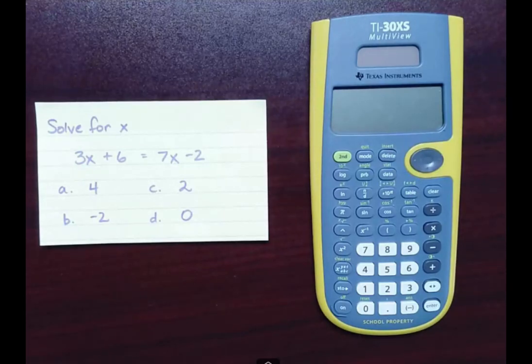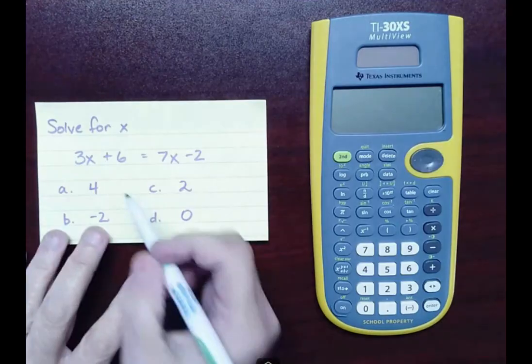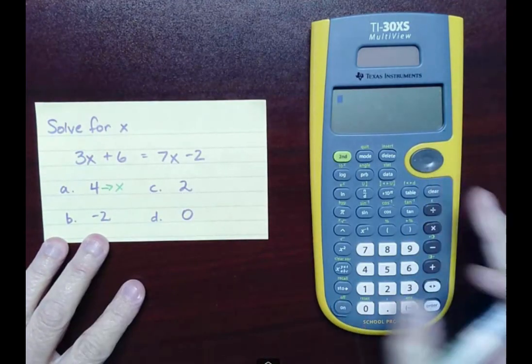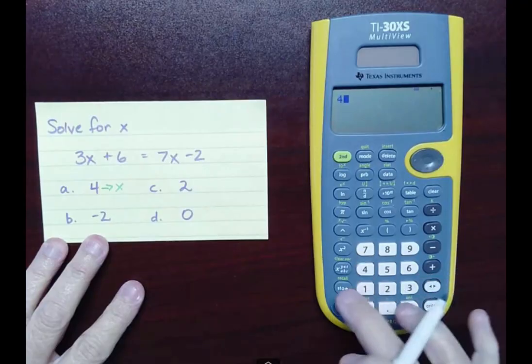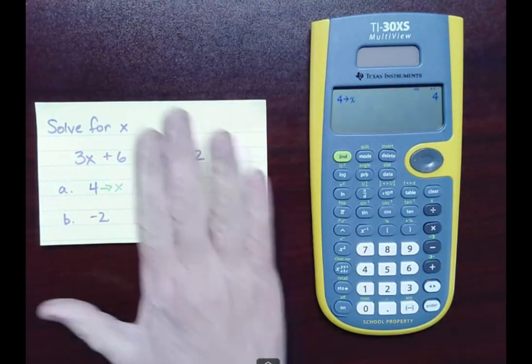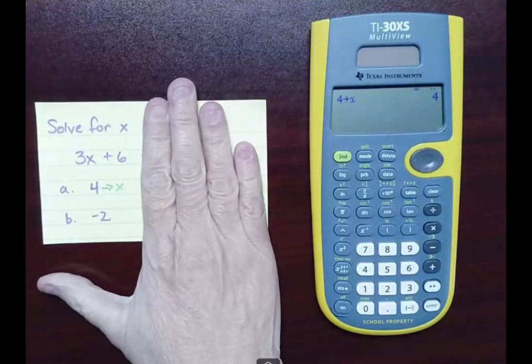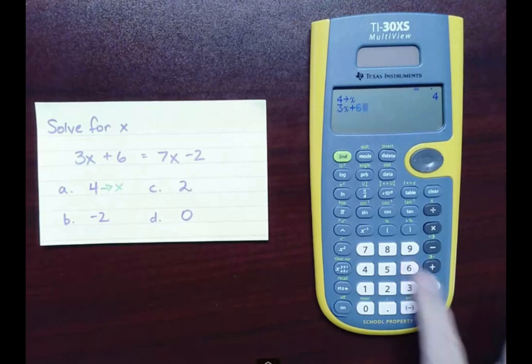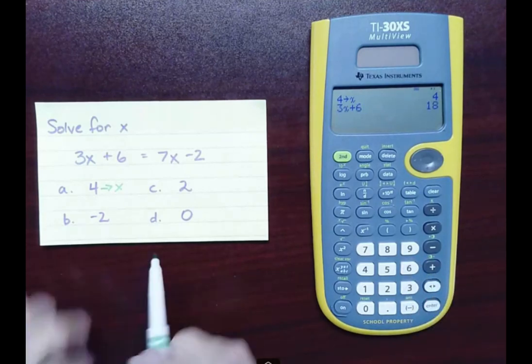So just like we did in the previous examples, we're going to store our answer choices. So we're going to store 4 for x. Calculator on, 4, store x, enter. And now what we're going to do is type in just the left side of the equation. 3x plus 6. And we get the answer 18.